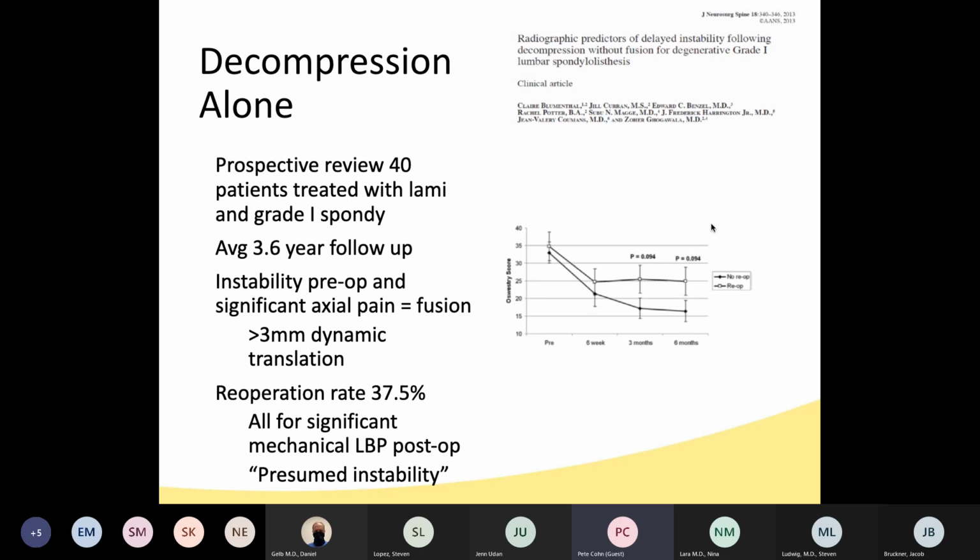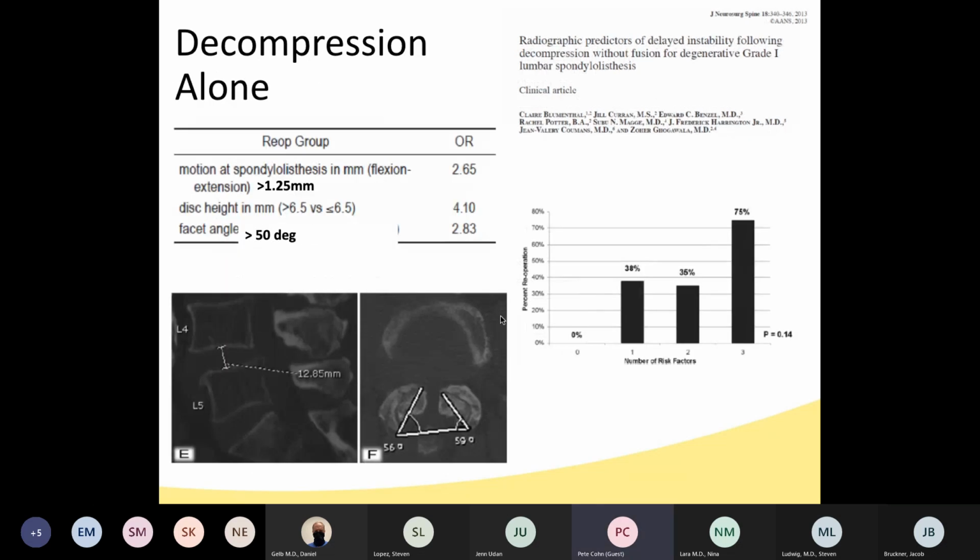And if you look at their scores for the patients who had reoperations and non-reoperations, obviously the patients who were reoperated on had worse ODI scores. So they went back and looked at their numbers to see who were these patients who needed revision surgery, and they found a few risk factors that contributed to that. If patients had motion at the spondylolisthesis of greater than only 1.25 millimeters in flexion extension views, those patients had a 54% increased risk of reoperation.